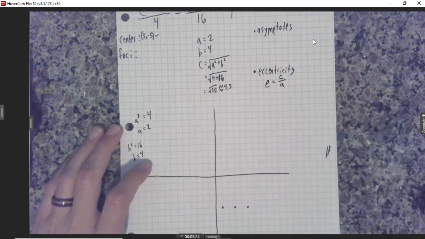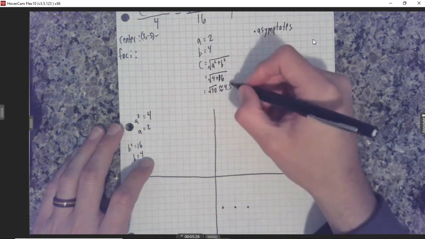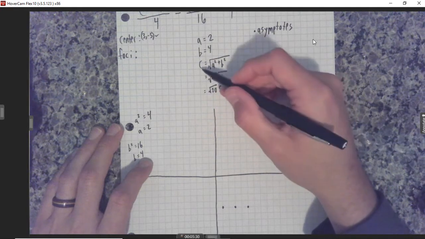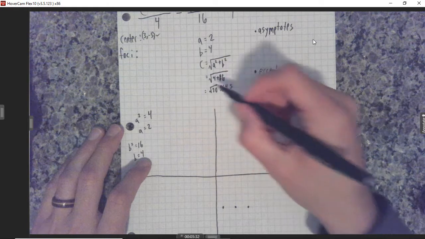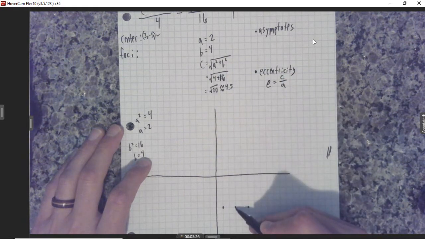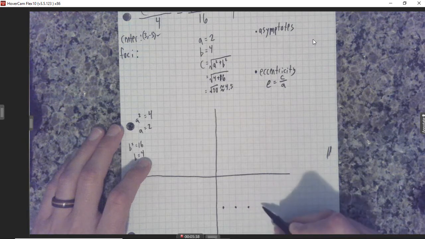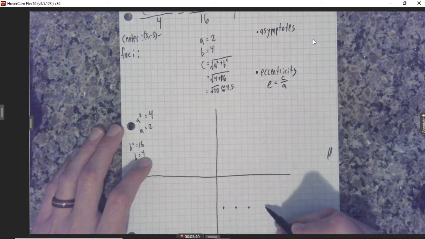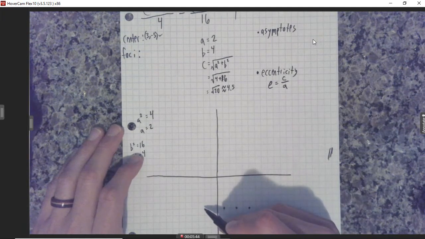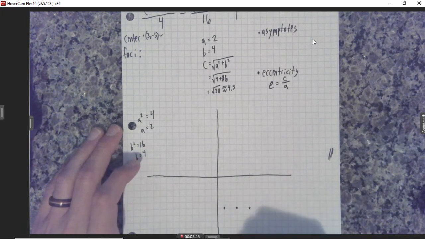Nice and simple there. So don't forget what we just did: all we did was find c. That does help us find the foci, but it's not the foci. Don't forget, right here's your center, that's your h comma k. You're going to add 4.5 to get your first focus, and then you'll subtract the 4.5 to get your second focus.